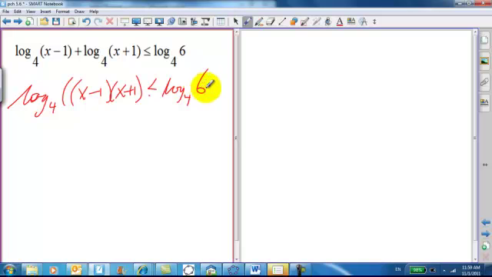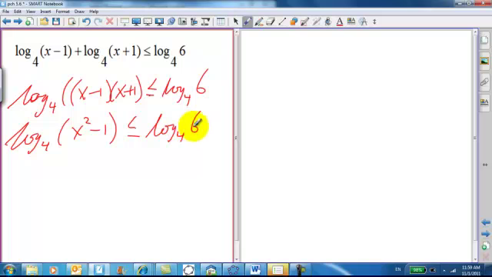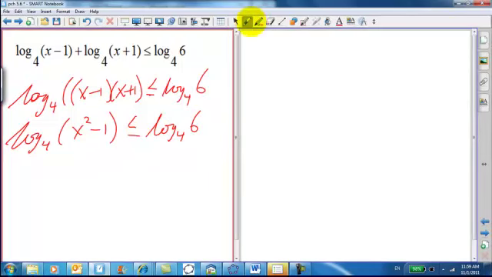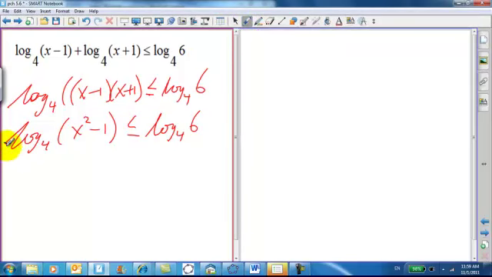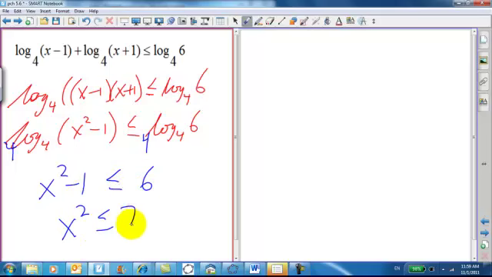And there's no need to basically calculate this out. Let's leave it like that, because we have the log base 4 of x squared minus 1 is less than or equal to log base 4 of 6. Now we can take the inverse log base 4 of both sides. So it's basically like using both sides as a power of 4. So that gives you x squared minus 1 is less than or equal to 6, or x squared is less than or equal to 7.